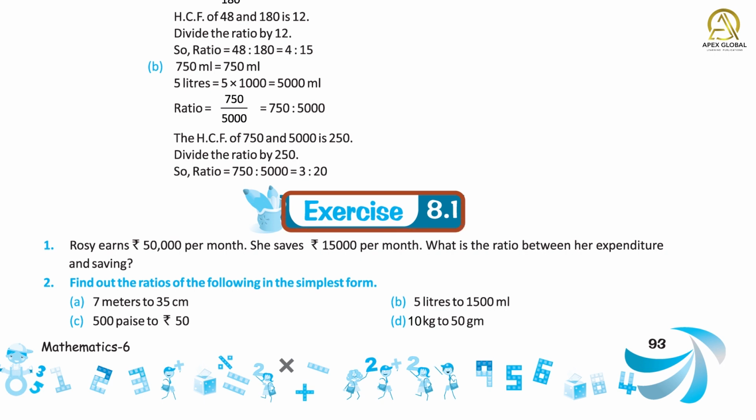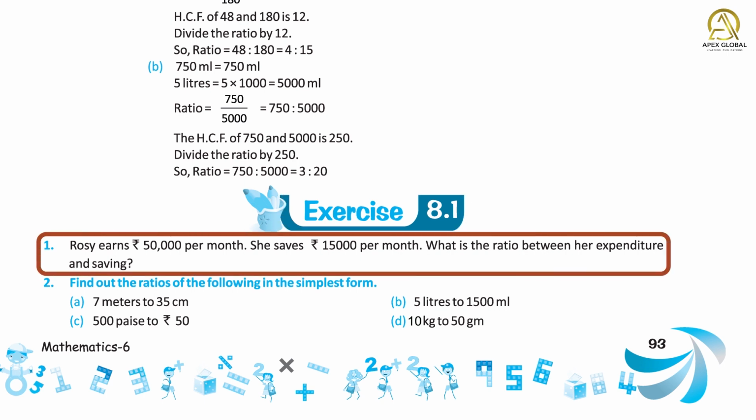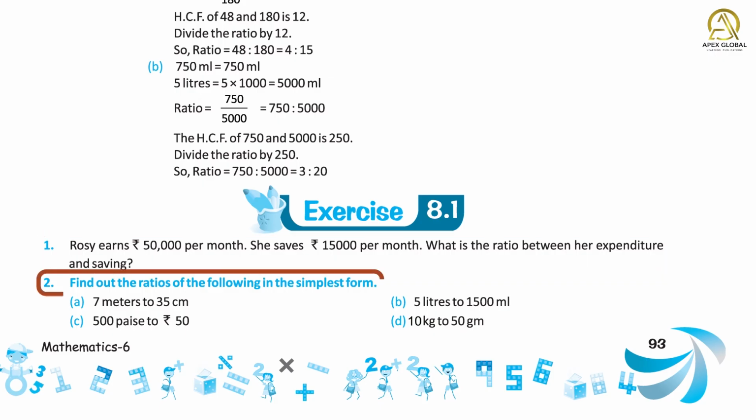Exercise 8.1. Question 1. Rosie earns rupees 50,000 per month. She saves rupees 15,000 per month. What is the ratio between her expenditure and saving? Solution 7 ratio 3.